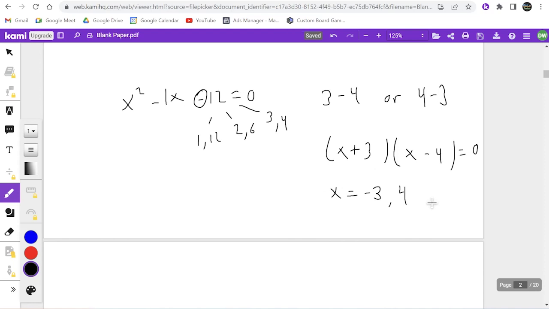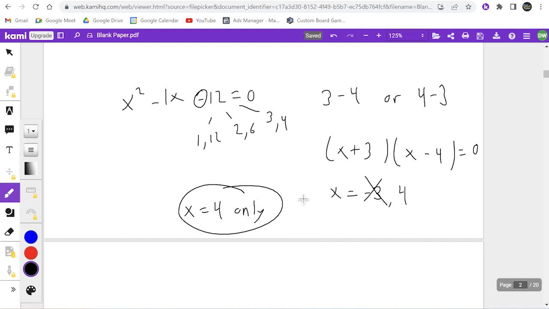Now here's a question for you guys. Can I have a negative length for my triangle? No, of course not. So in other words, I'm crossing out answer negative 3 because that's impossible. You can't have a negative triangle length. And so the only answer is x equals 4 only.